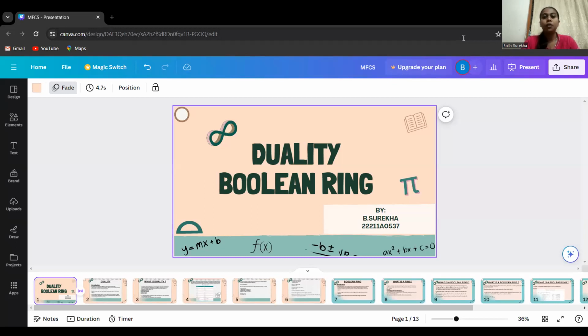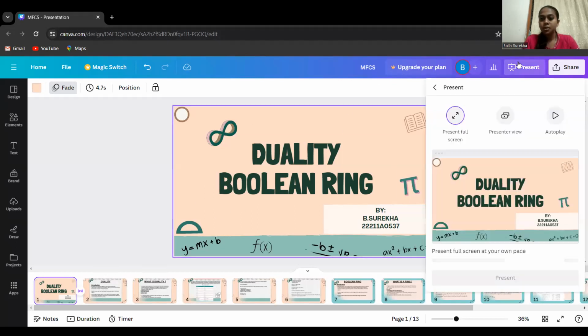I'm here to present you a topic of duality and Boolean ring. Duality and Boolean ring are the two topics which are related to Boolean algebra. So, firstly, we'll know what is Boolean algebra. Boolean algebra is an algebra of logic which gives the resultant values either true or false. And let's get into what is duality. Let me present you this.